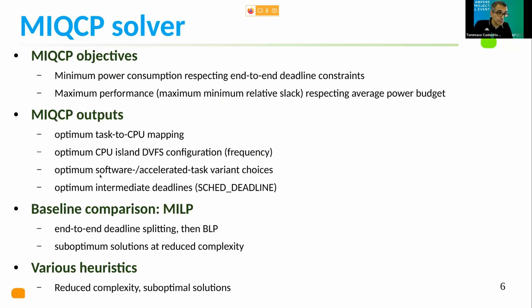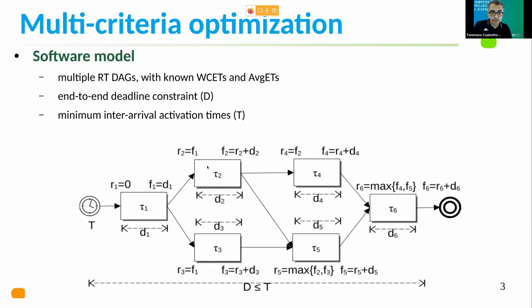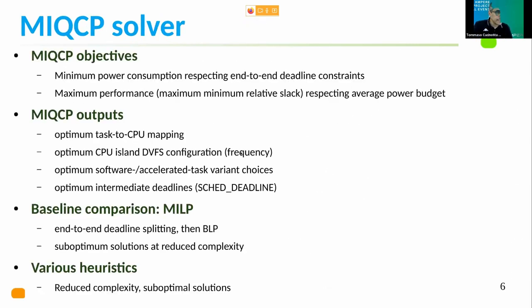We can choose whether we want software variants or accelerated variants of some of the tasks. So in these DAGs, we may have some of these bubbles that can either be deployed on CPUs with some given execution times, or deployed on GPUs with some different execution time and associated power consumption, of course. So we can have all these choices fixed by our end-to-end optimizer. And as I said earlier, the optimum intermediate deadlines are computed and are useful because for software tasks, they drive the configuration of the SCHED_DEADLINE scheduling parameters of the various real-time threads.